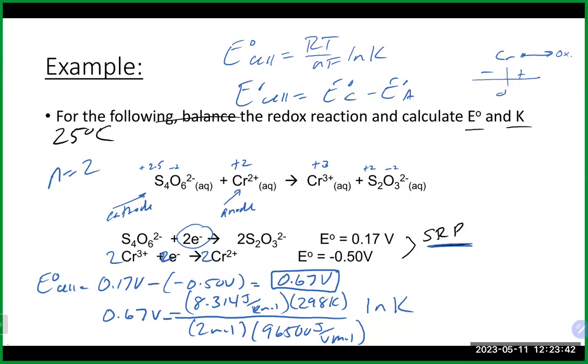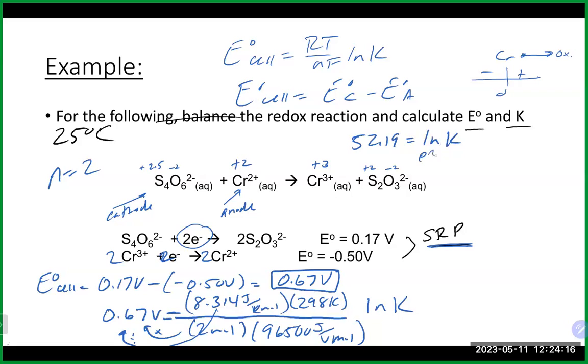So once again, what I'm going to do is basically multiply what's on the bottom to the other side. And when I'm done, I'm going to take whatever's on top and divide it. And if I do all that to kind of clear up to the other side, I got 0.67 times 2 times 96,500 divided by 8.314 hit equals, divided by 298 hit equals. Gonna give us, I believe here, like a 52.19 equals the natural log of K.